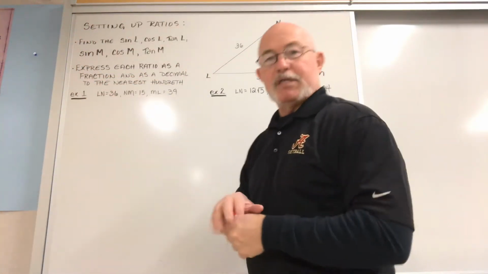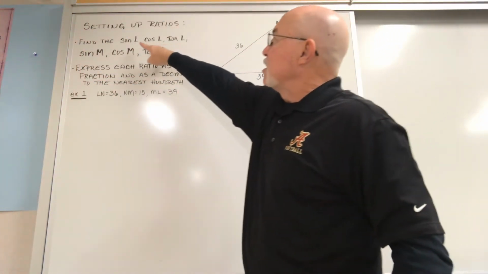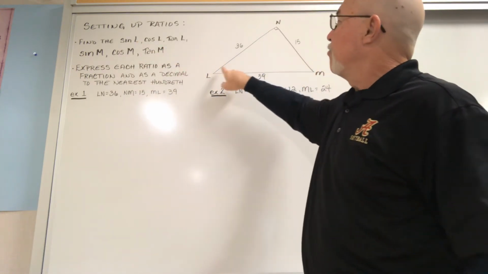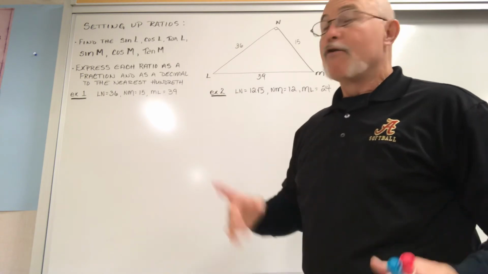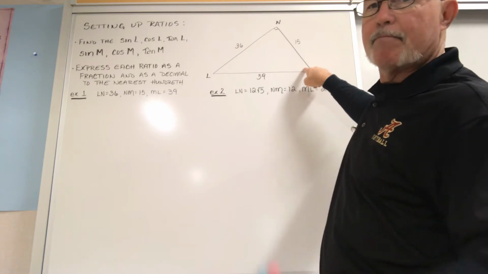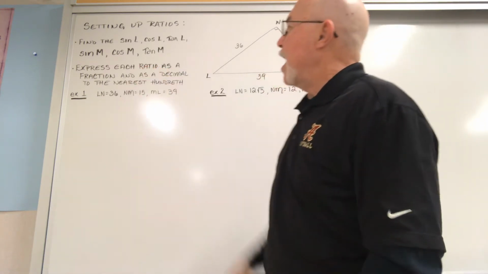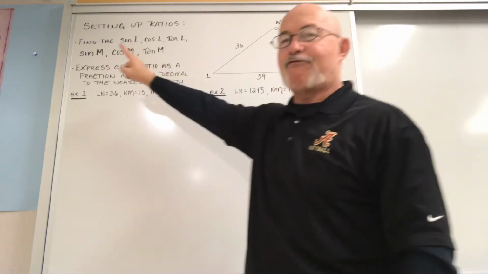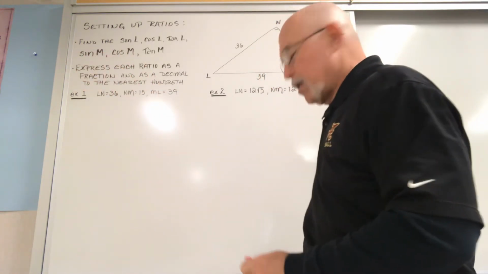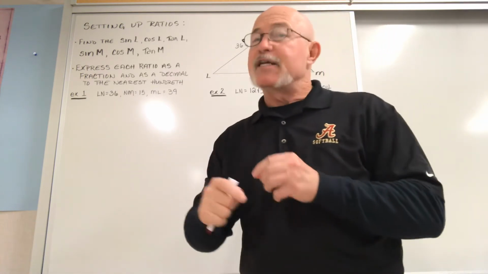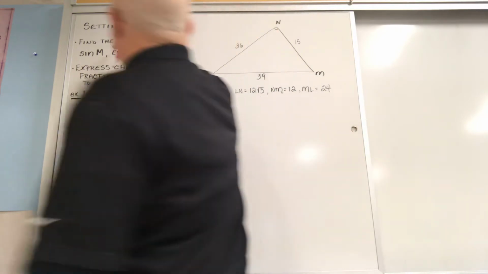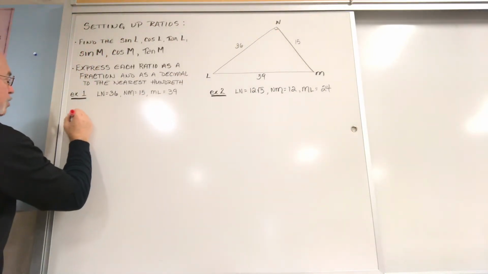The directions are going to be the same for both. Find the sine of angle L, the cosine of angle L, the tangent of angle L. Find the sine, the cosine, and the tangent of angle M. It also asks you to express each as a fraction and a decimal. We're going to deal with that. If you forgot, it's going to be an easy memory. Okay, here we go. So we're going to start with the sine of L. We always abbreviate.